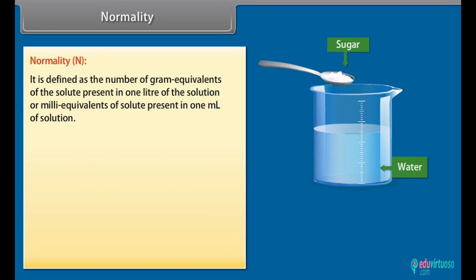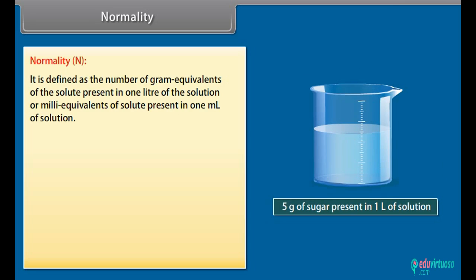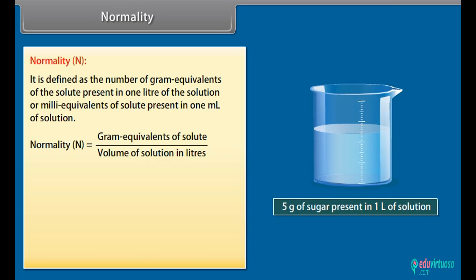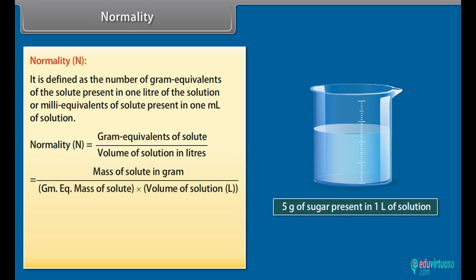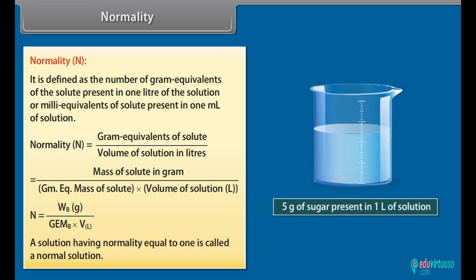Normality. It is defined as the number of gram equivalents of the solute present in 1 liter of the solution or milli-equivalents of solute present in 1 milliliter of solution. It is represented by N. Mathematically, normality is represented by N is equal to WB in grams divided by product of gram equivalent mass of B and volume of solution in liter. A solution having normality equal to 1 is called a normal solution.